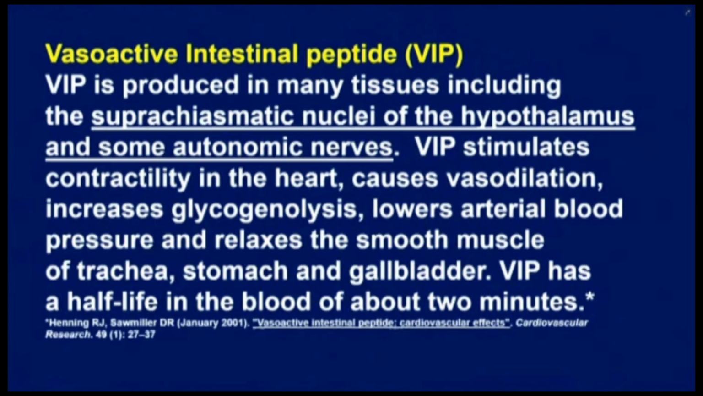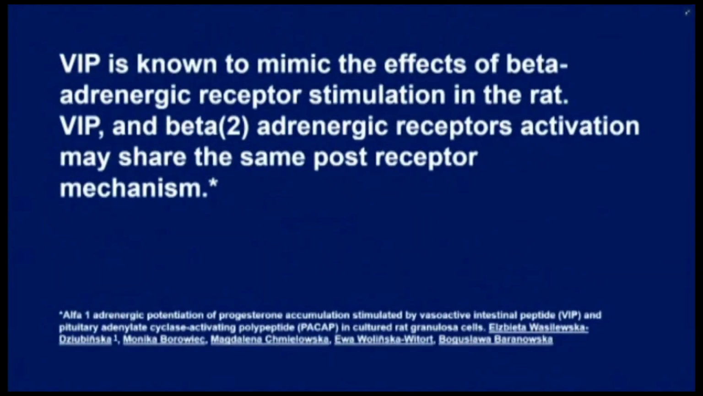It causes vasodilation. It increases glycogenolysis, lowers arterial blood pressure, and relaxes the smooth muscles of the trachea, stomach, gallbladder. Most importantly here, VIP has a half-life in the blood of about 2 minutes, which is roughly the time that a hot flash takes hold before it disappears. VIP is known to mimic the effects of beta-adrenergic receptor stimulation in rats. So VIP and beta-2 adrenergic receptors activation may share the same post-receptor mechanisms.